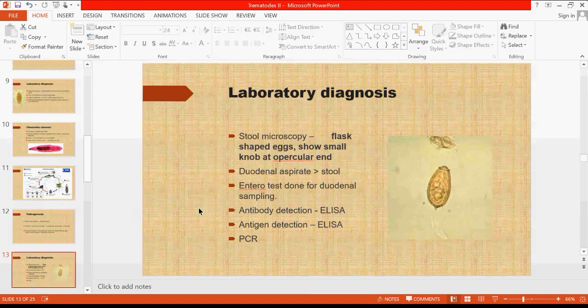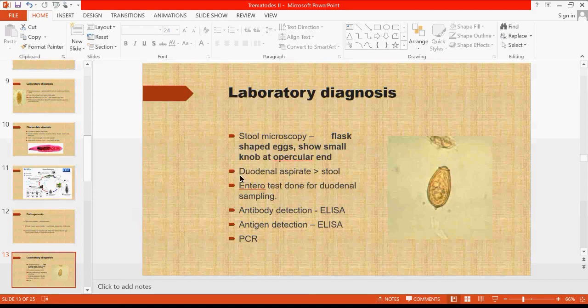Stool examination is also helpful, but you can directly aspirate the duodenal contents, and this aspirate can be examined under the microscope for similar eggs to be seen in the microscopy.